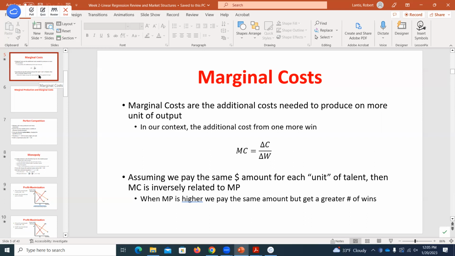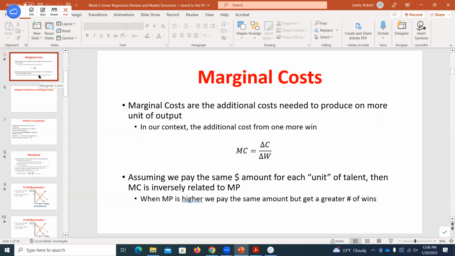Right? So this idea that because the marginal production, like if I wanted to calculate the marginal production for each one of these units of talent, it's decreasing. Each unit of talent is adding fewer and fewer wins. Then because of that, my marginal cost of increasing wins is going to be increasing. So this is why we have this increasing marginal cost, and it makes sense.